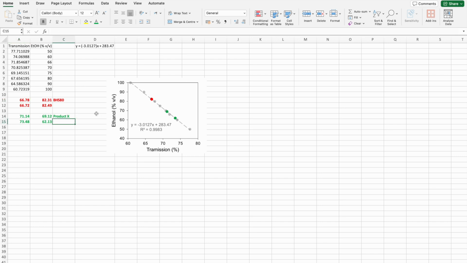And product X, the two bottles that I got, one gave a percentage transmission of about 73 or 74, which equates to a low concentration of ethanol of 62%, and then the other really close to ideal with a percentage transmission of about 71.14 and a percentage ethanol concentration of very close to 70, as I say. So again, just a quick demonstration of yet another context where calibration standards can be useful and help us answer practical problems that we face in the clinic or in pharmacy. Thanks.